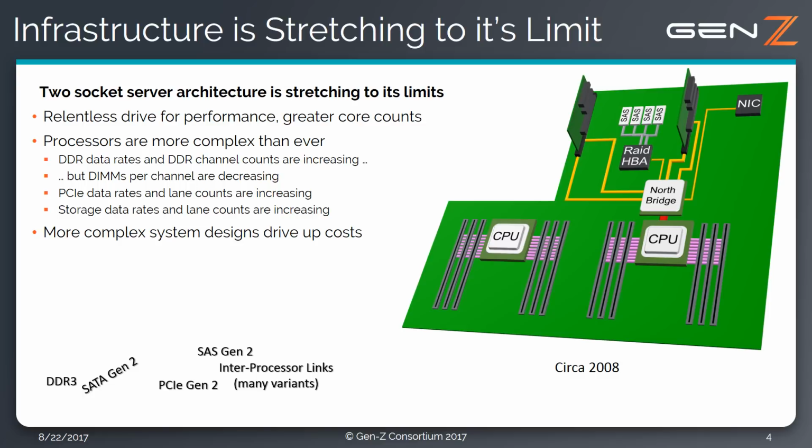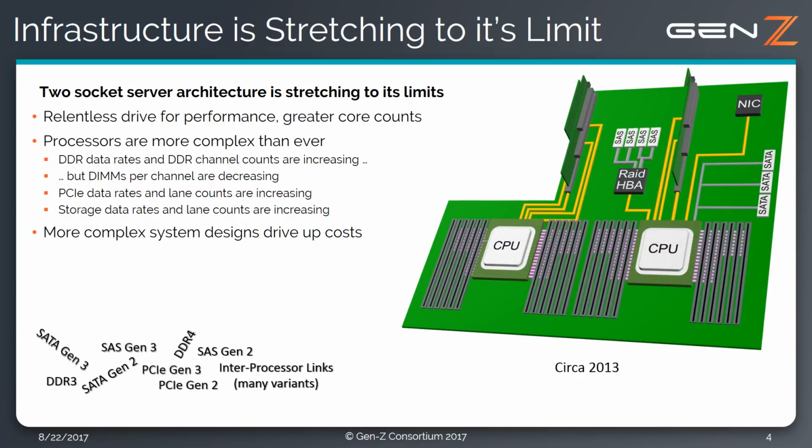But as the popularity of server virtualization and increased workloads per server swept the industry, more cores were supported per CPU, and a greater number of faster DDR memory channels and PCI Express I/O links were required. This diagram of our dual-socket server circa 2013 illustrates the growth to 4 DDR channels per CPU.